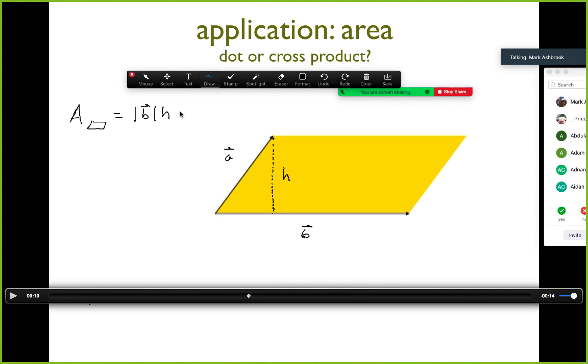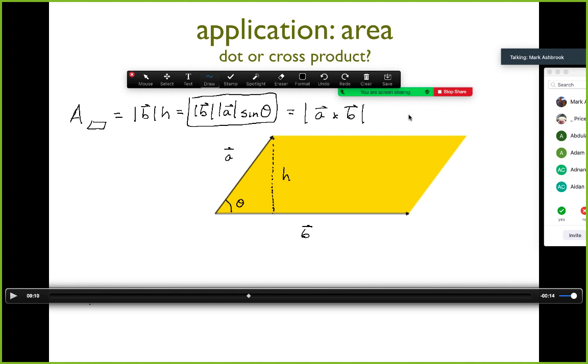But what is H? I'm going to rewrite H in terms of A. How could I rewrite H in terms of A? H would be the magnitude of A times sine theta. Does anybody recognize what that is? It's the magnitude of the cross product. This is just a number, right? So this is the magnitude of the cross product.